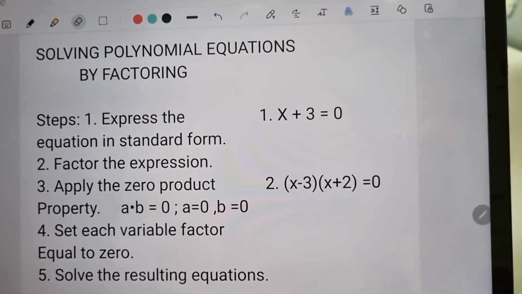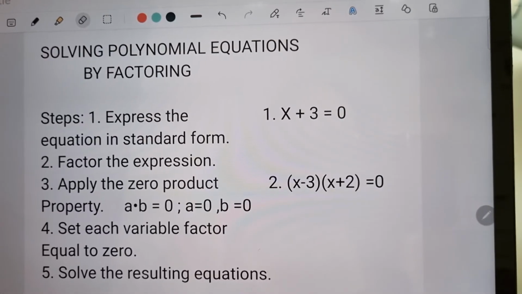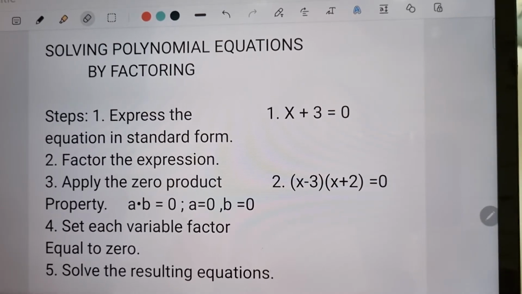Welcome to my channel. In this video, you're going to learn about solving polynomial equations by factoring. Why by factoring? It means that there are other ways on how we can solve polynomial equations. But this time, we're going to focus on solving by factoring. Okay, now here's the steps on how you're going to solve polynomial equations by factoring.